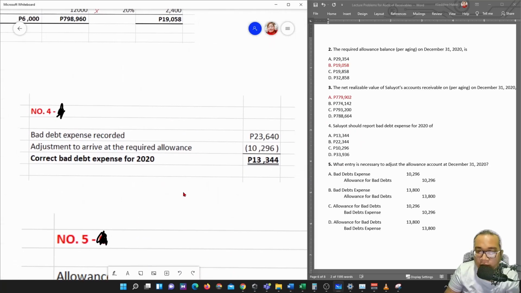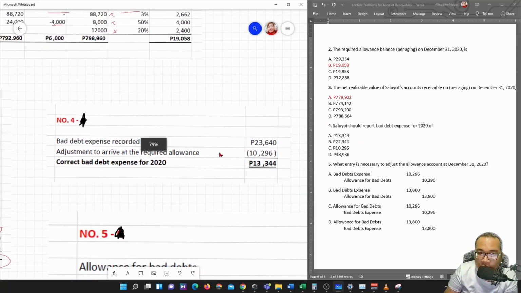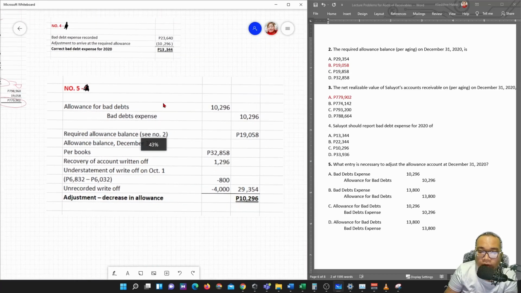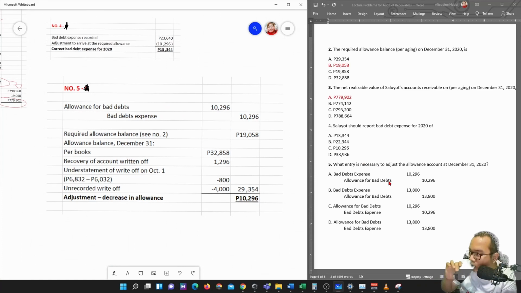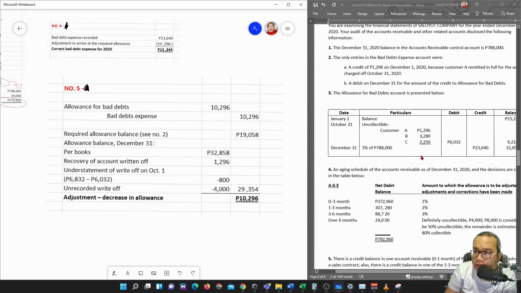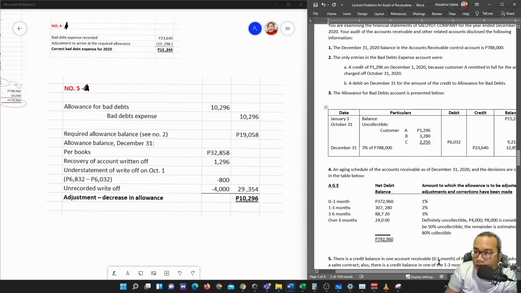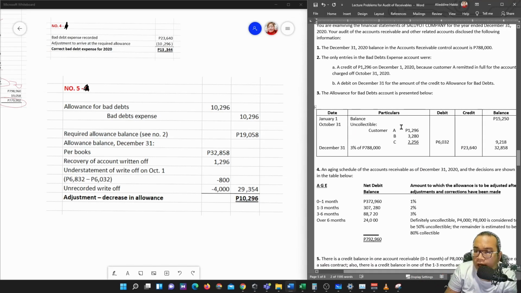before natin yan sagutin, kasi nakadepende yan sa magiging answer mo sa number 5. Kasi sa number 5, what entry is necessary to adjust the allowance account on December 31, 2020? Kung makikita nyo sa number 4, bad debt expense daw. As you can see here, nag-record ka ng bad debt expense, allowance for bad debts, yeah? Nag-record ka ng bad debt expense in the amount of 23,640.